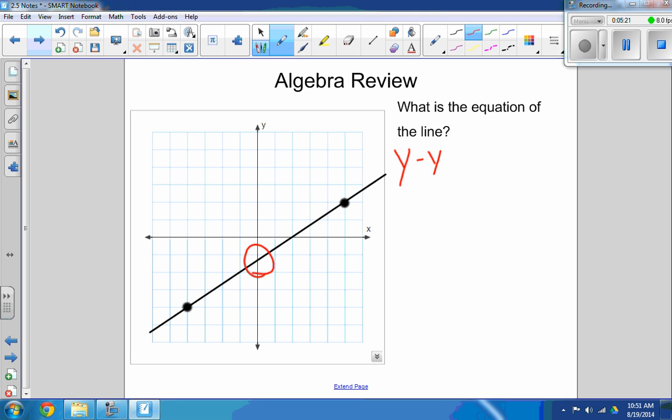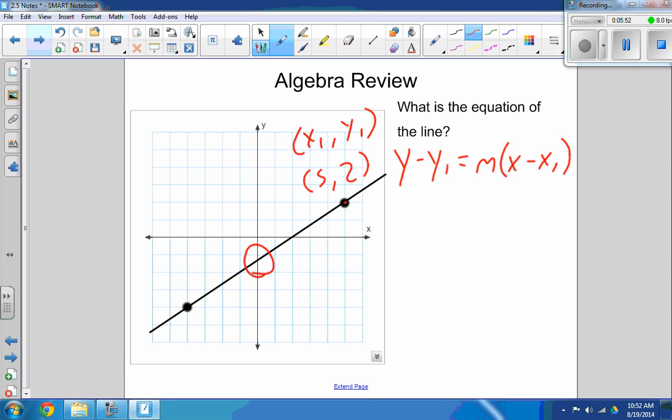y minus y1. y1 is a point. m times x minus x1. y1 and x1 are both a point. So I'm going to just pick one of these points and use that as x1 and y1. So this point here, 5, 2. So that is my x1, y1. So let's now find the slope. m is still the slope.